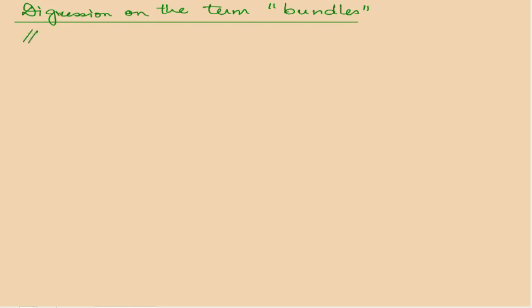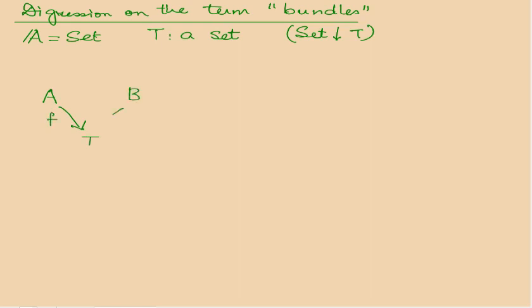Let A and B be sets, and T is a particular set, and we look into this category. So again, its objects are functions which go into this set, and morphisms are this. Now let's try to have a picture.